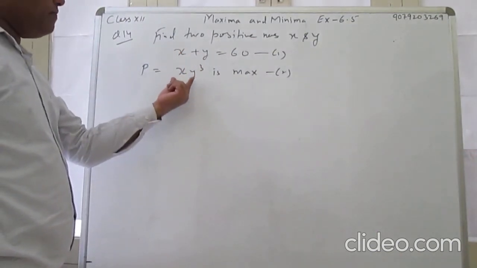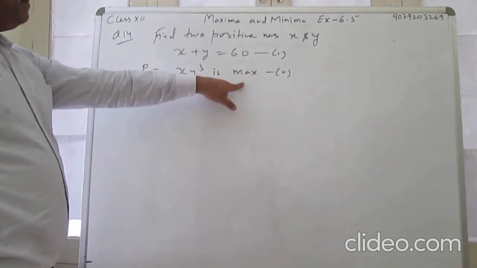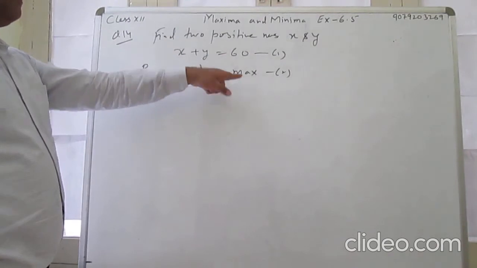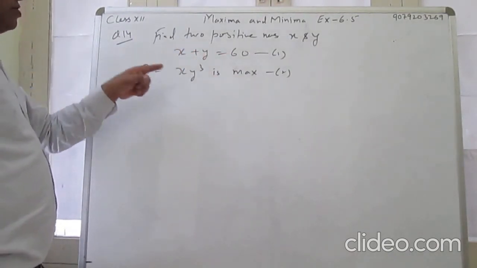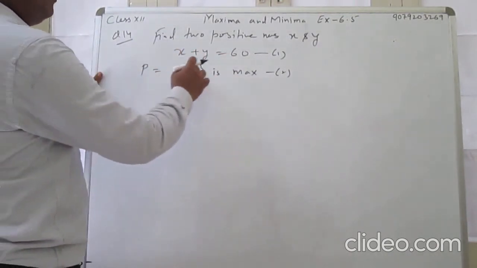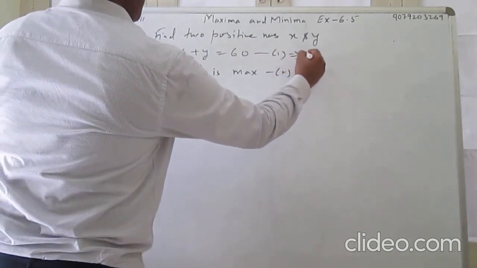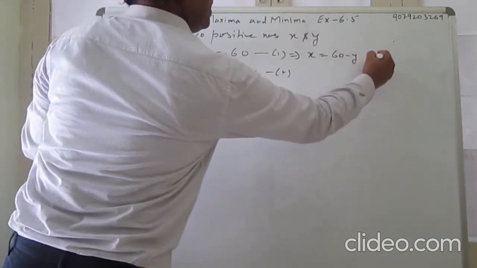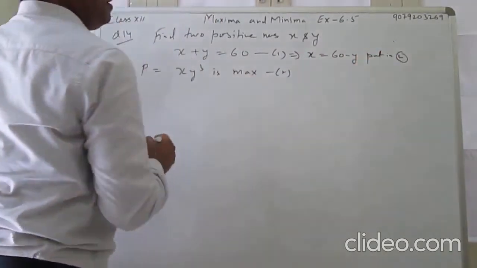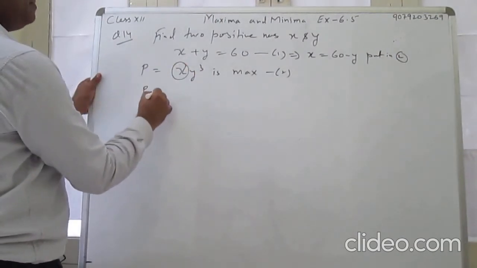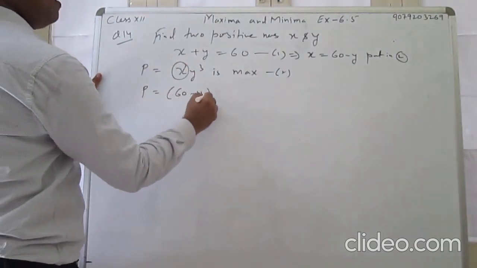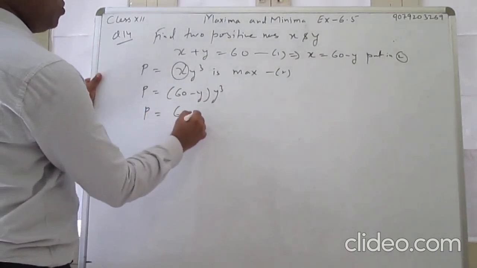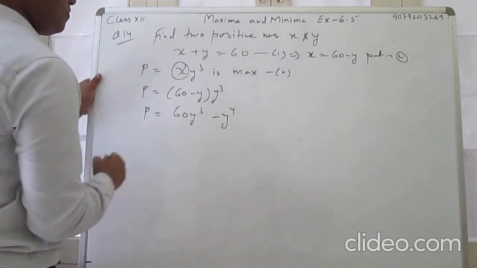We can reduce it to one variable. It means the double differentiation of this product becomes less than 0, so it is maximum, and we find the values of x and y. From the first equation, x is 60 minus y. Put it in the second, we get x's value as 60 minus y, whole cube.